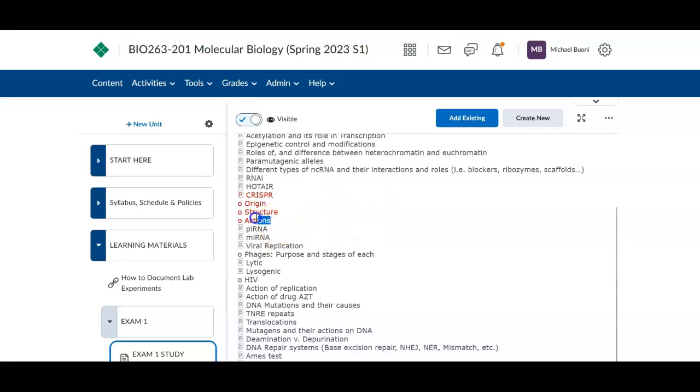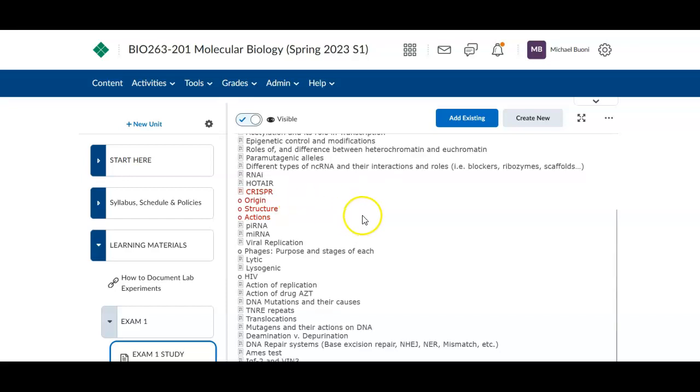The CRISPR part's in red because that is also an open-ended part of the test. So you really want to be able to talk to how this started, and if you were given a diagram of a CRISPR-Cas with a guide RNA, what that would look like and how they work.